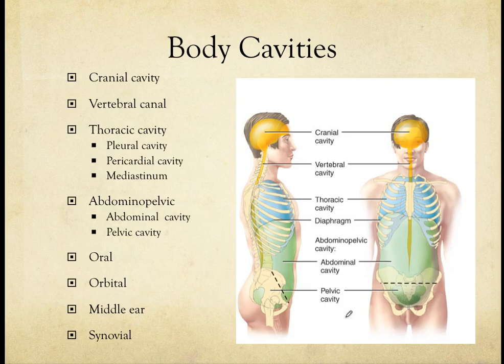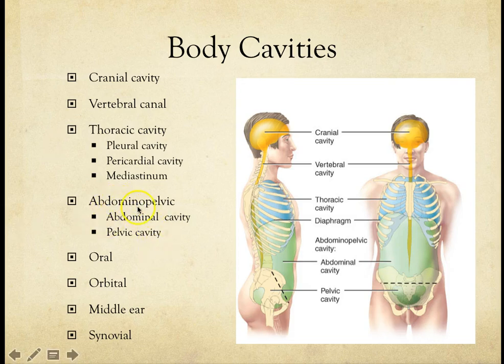Your body has cavities in it that are then filled with organs, and this should be very obvious to you. You have a cranial cavity that houses your brain. You have a vertebral canal that'll house your spinal cord. In your thoracic cavity, you have what's known as a pleural cavity that will house your lungs. There's a pericardial cavity that'll house your heart. There's something called the mediastinum that houses portions of the heart, as well as blood vessels and tubes going from basically your throat down into your abdominal area.